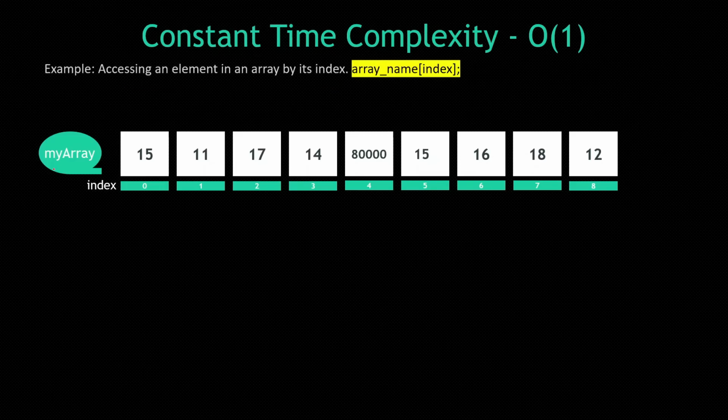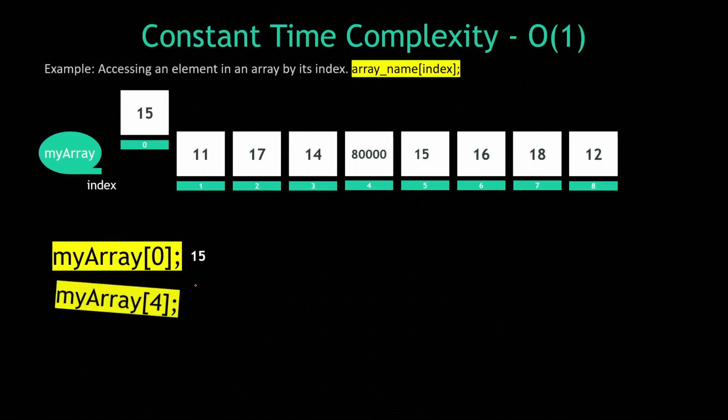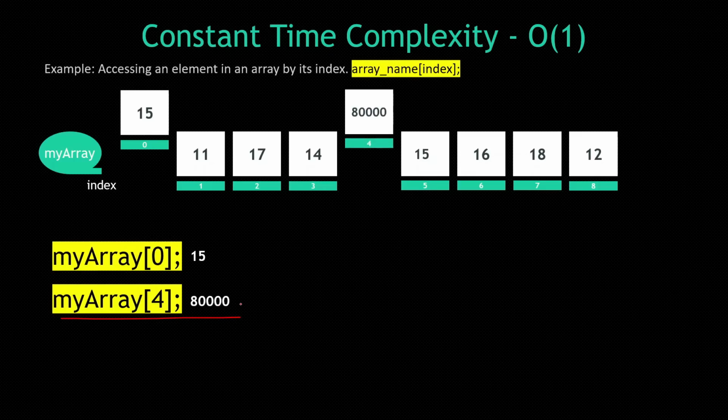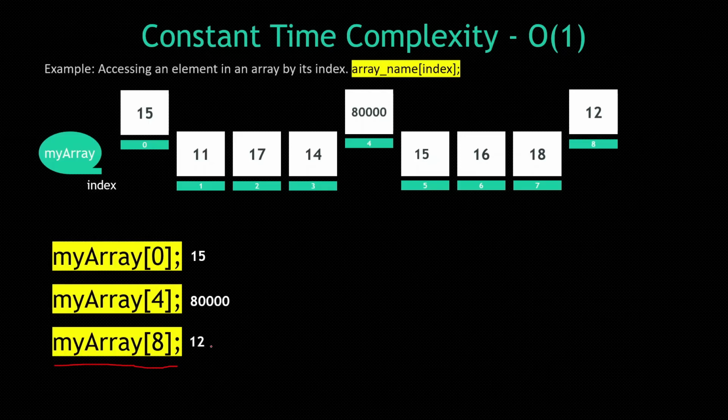Here is an array named myArray, and it has 9 items from index 0 to index 8. What if we want to find the value of index 0? We simply write myArray[0] and we will get 15. What if we want to find the value of index 4? We simply write myArray[4] and we will get 80,000, the value of index 4. What if we want to find the value of index 8? Simply we write myArray[8] and we will get the value of index 8, which is 12.